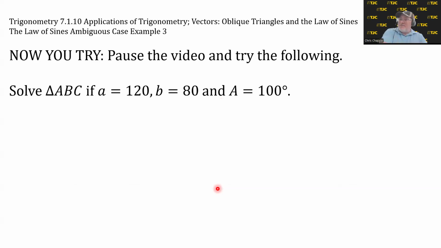Now you try. Pause the video and try the following. Solve triangle ABC. If side A is 120, side B is 80, and angle A equals 100 degrees. All right, if you haven't paused the video yet, this is your fair warning. Solution in 3, 2, and 1.